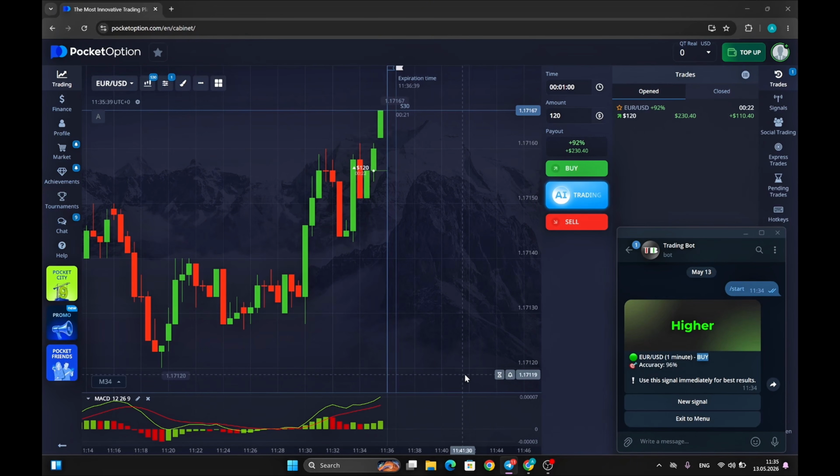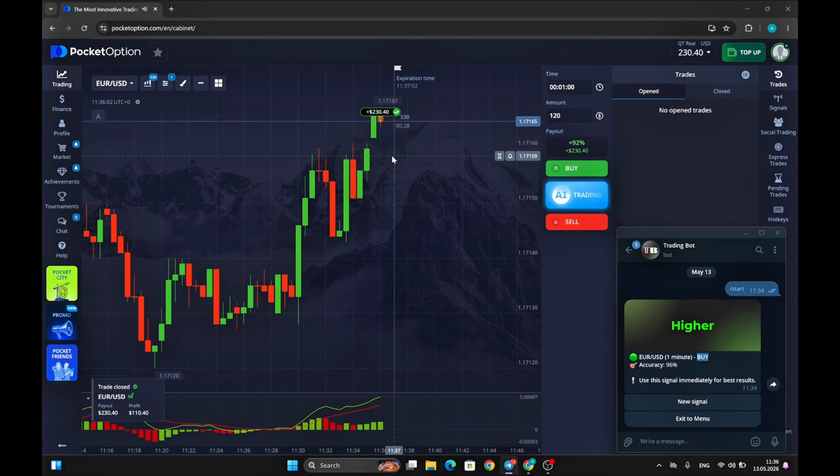For example, moving averages help the bot understand the general direction of the market, whether it is trending upward, downward, or moving sideways. Relative Strength Index, or RSI, can indicate whether an asset is overbought or oversold, while MACD helps detect changes in momentum. By combining these indicators, the bot tries to filter out weak signals and focus on stronger setups.